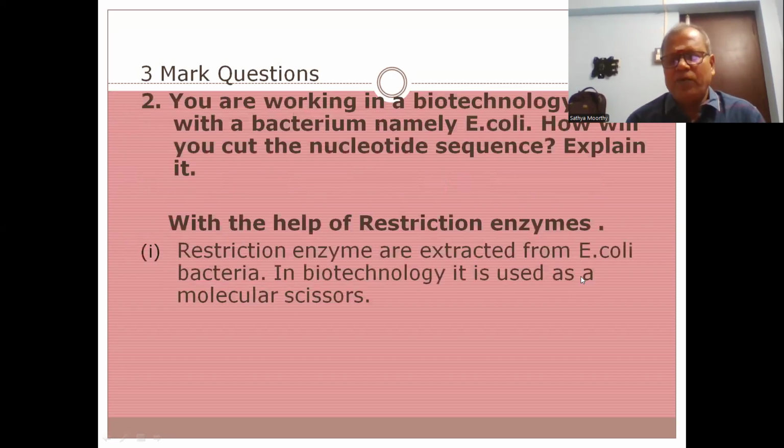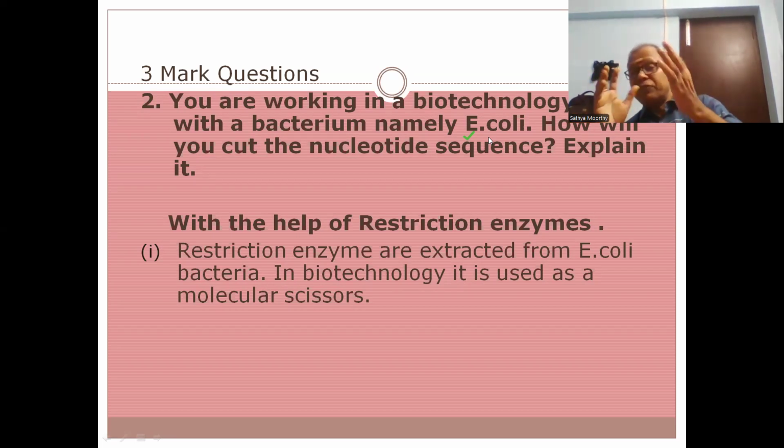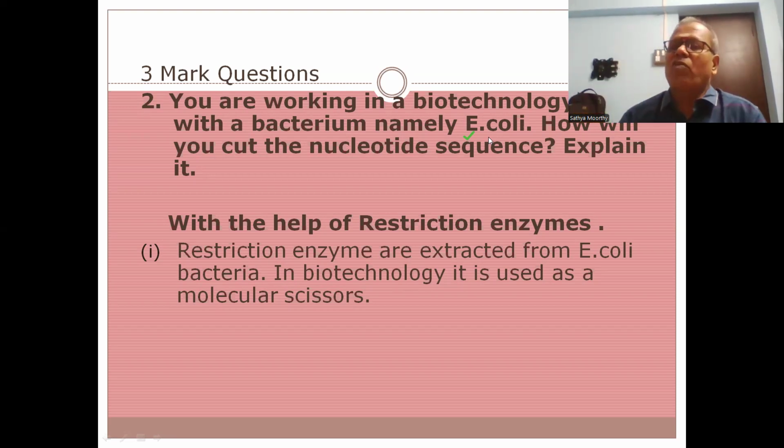Next question for you. You are working in a biotechnology lab and using the intestinal bacterium E. coli. E. coli is an example of commensals. In an association of two living organisms, one is benefited and the other is not affected. We are calling it a commensal. This E. coli is the intestinal bacterium. How can you cut the nucleotide sequence?